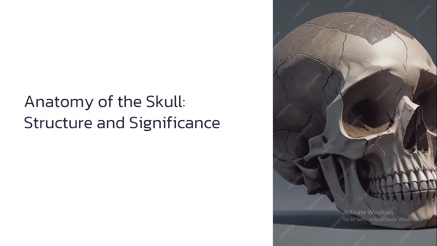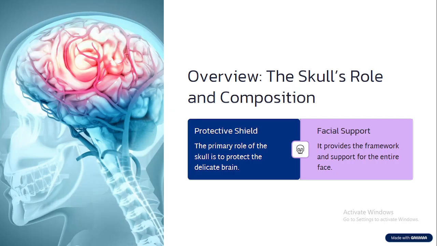So basically the skull is divided into two main portions. First is the upper portion, which is called the cranium, and that encloses the brain inside it. So it forms a protective barrier or a protective shield for the delicate brain. And the second or the lower portion is the facial structure. All the facial bones come under the facial structure. It provides a framework and support for the entire face.